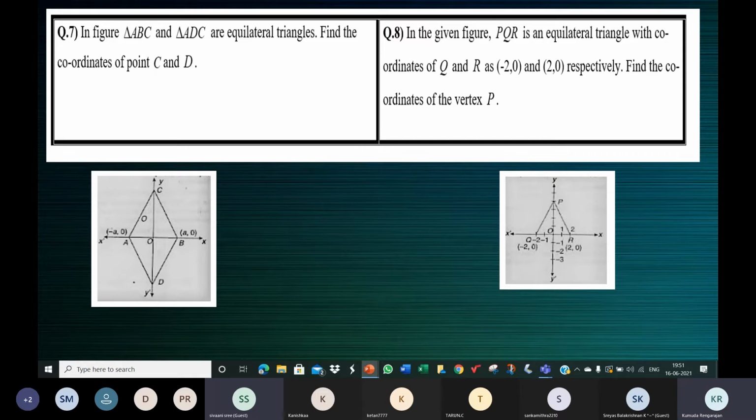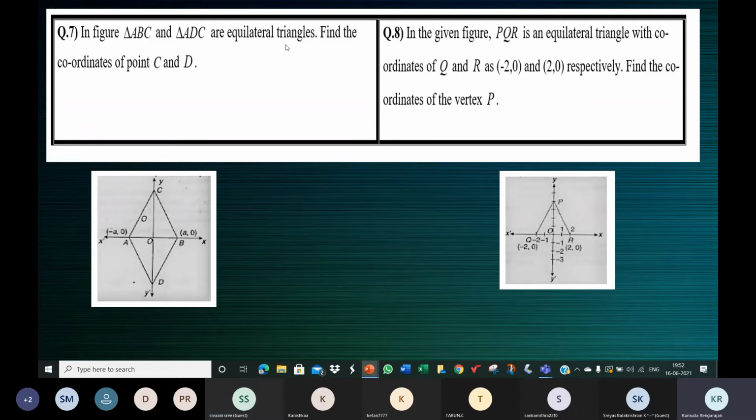So we can't find BC directly. That's what I was wondering. BC we cannot find by itself, since AB is 2A and the triangles are equilateral. That's what I wanted to get from you. That's fine, Shivani.